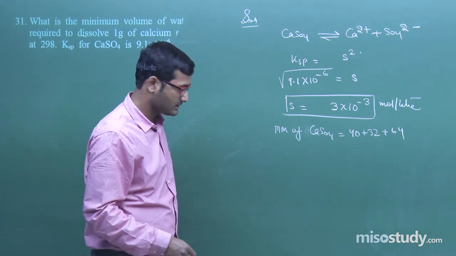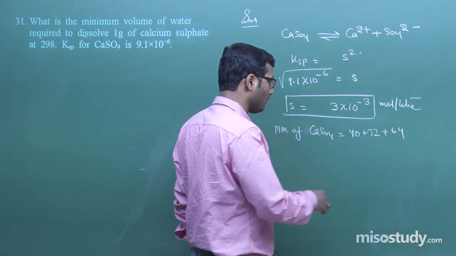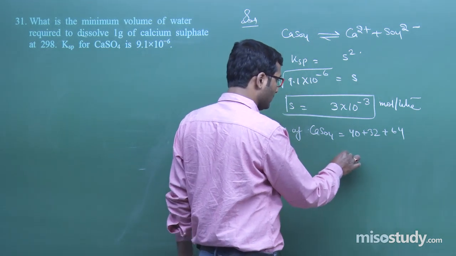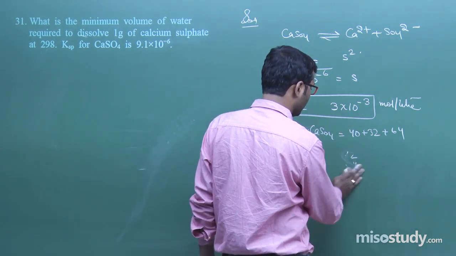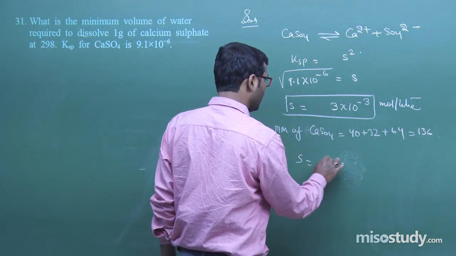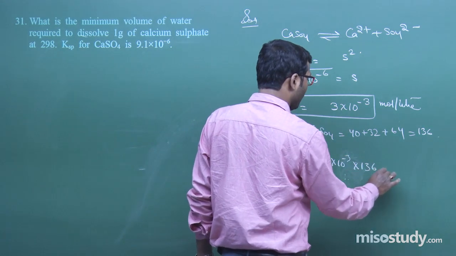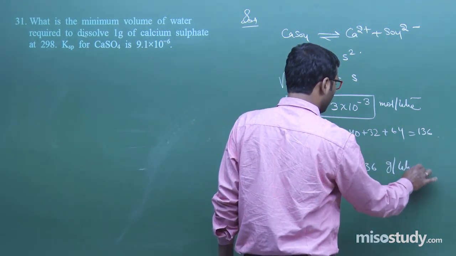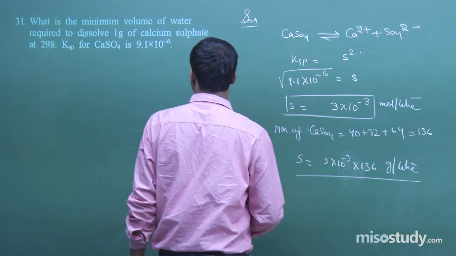Am I right? Yes, sir. Check the thing. 40 plus 32 plus 64, that is 72 and 64, that is 136. So the solubility is 3 into 10 to the power minus 3 multiplied by 136 gram per liter. Clear? Yes. Now it is very simple.